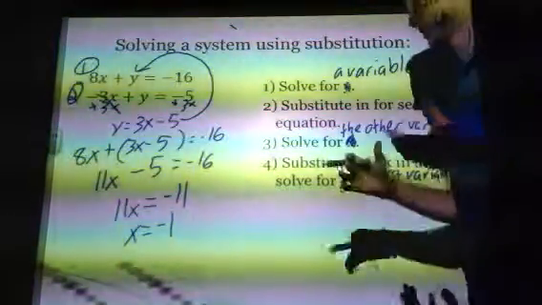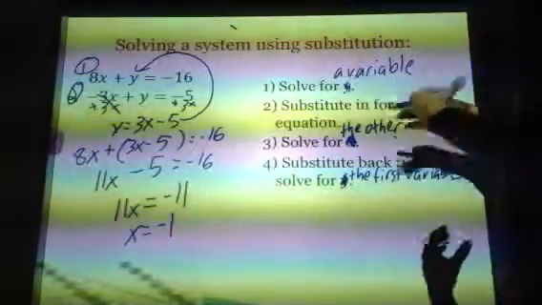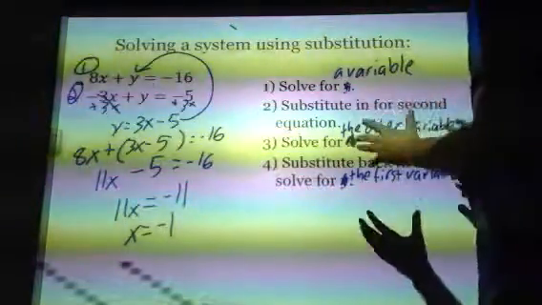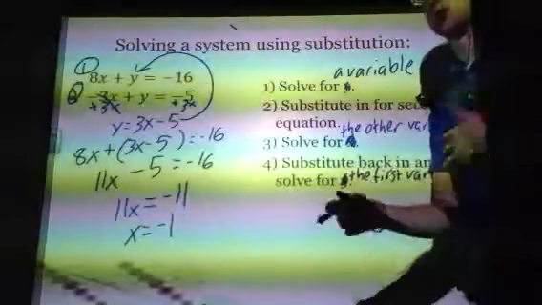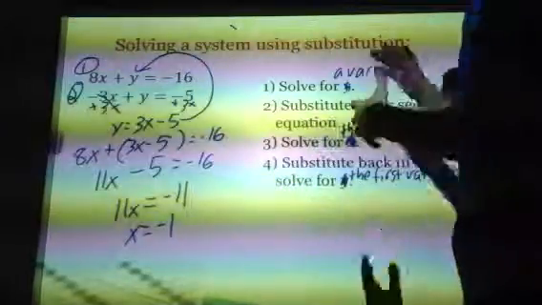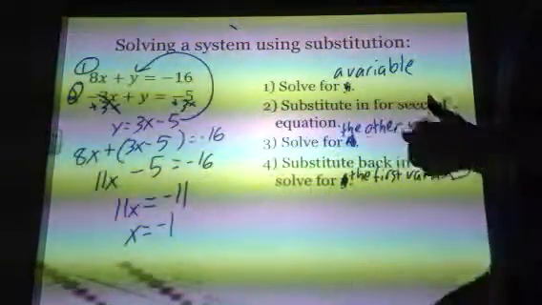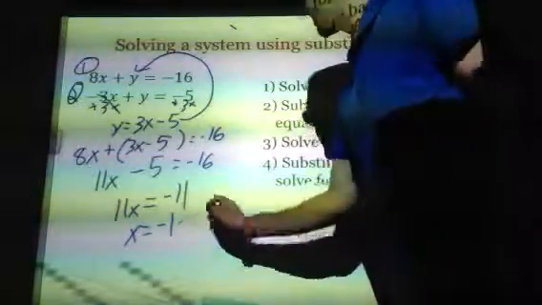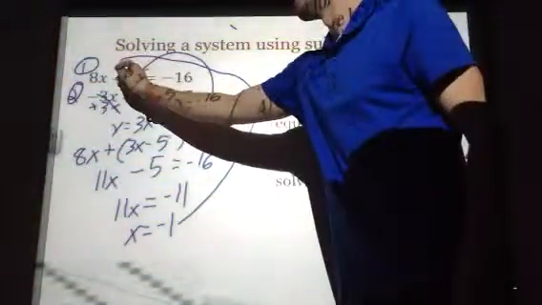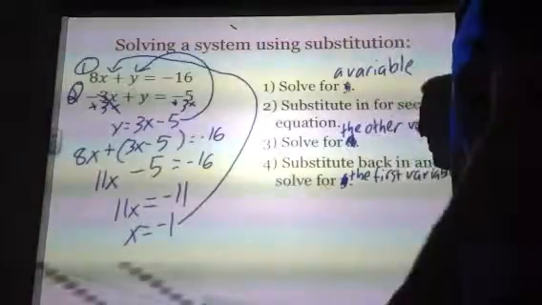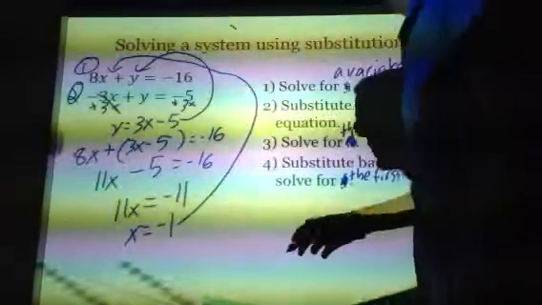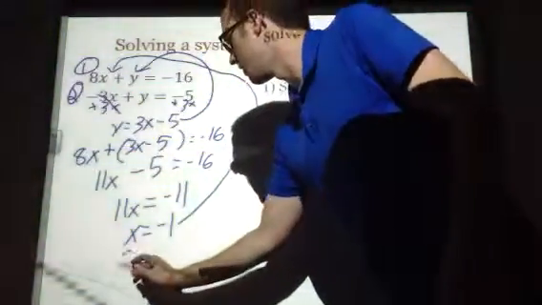And this PowerPoint just kind of uses x and y's interchangeably. I'm putting it in a more general form just so you guys know that you can use x or y for your first step, and then you can go from there. So we're going to substitute x equals -1 back in to either of our equations at the top there. I'll just pick the top equation, it doesn't matter either way.